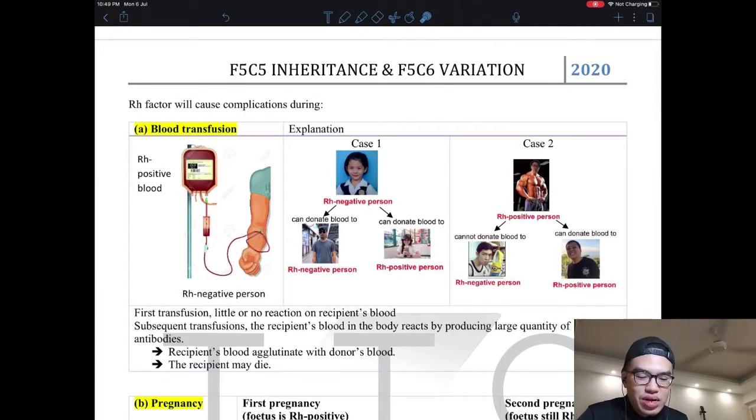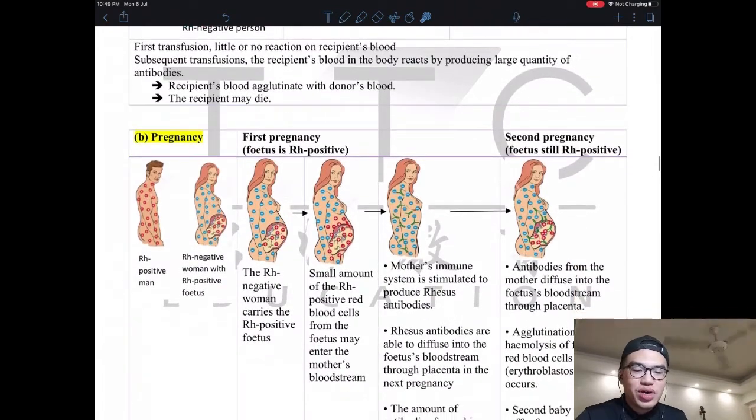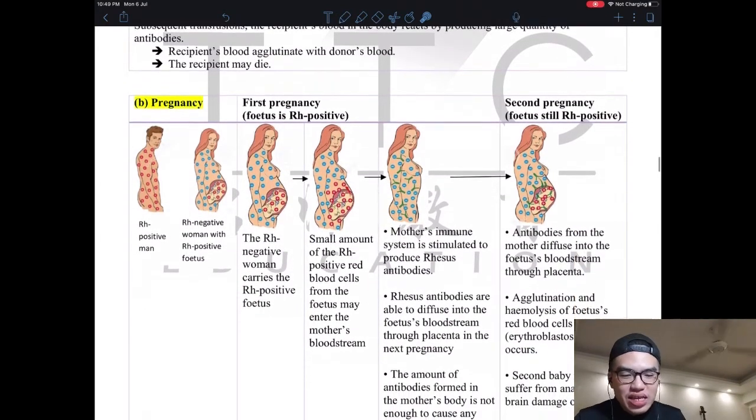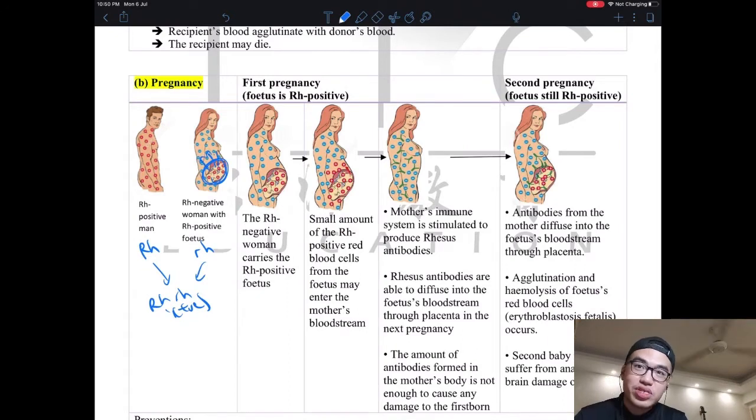So our problem here is pregnancy. Why? Let's say this guy is rhesus positive and this woman is rhesus negative. A rhesus positive guy and a rhesus negative woman, for sure you will get a child with rhesus positive. So here comes the problem. The child is rhesus positive, so the blood will start attacking the mother's blood because the rhesus is positive.